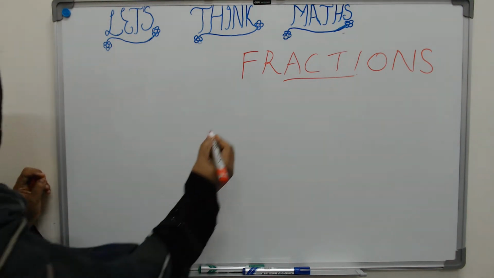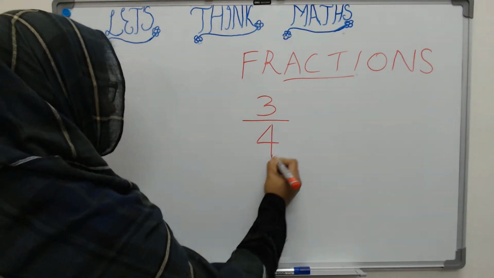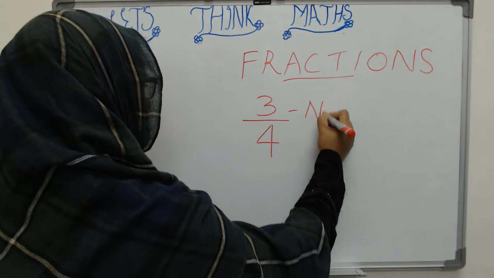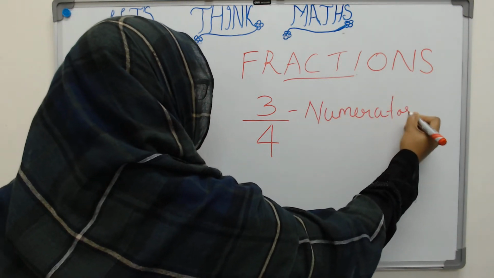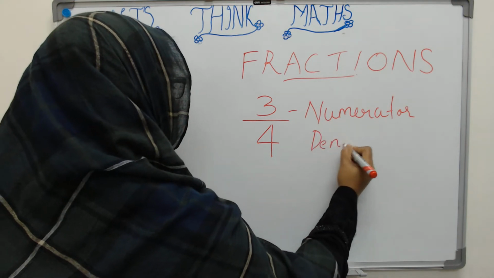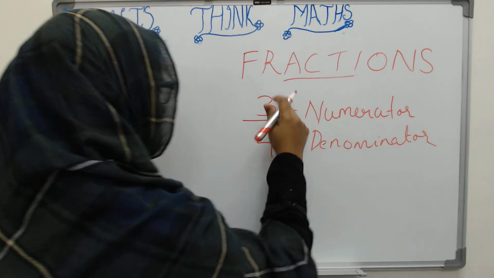Now, mathematically, fractions are written like this. The number on the top is called the numerator and the number below is called the denominator. Now let us see the pictorial depiction of this fraction.